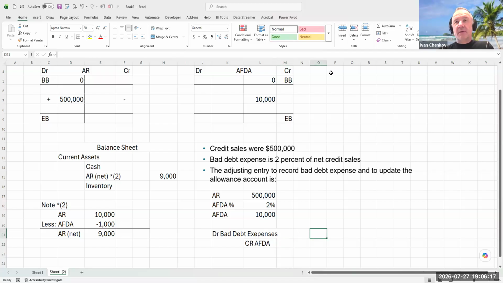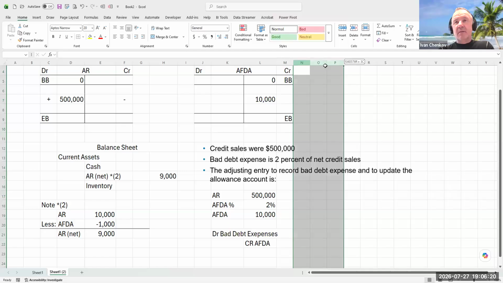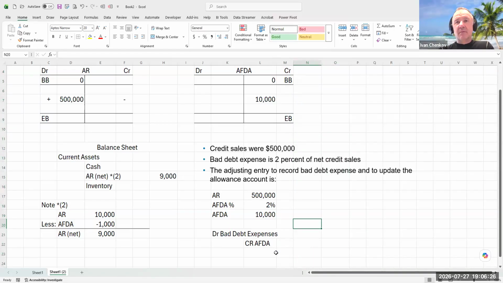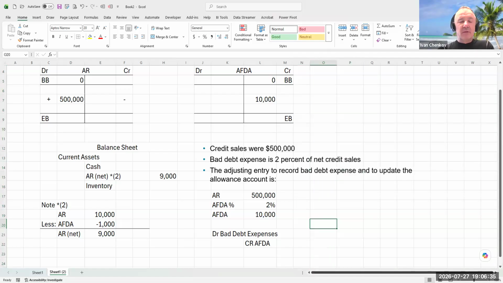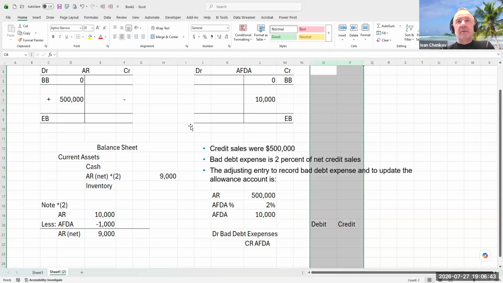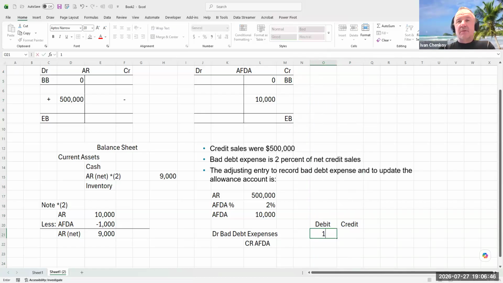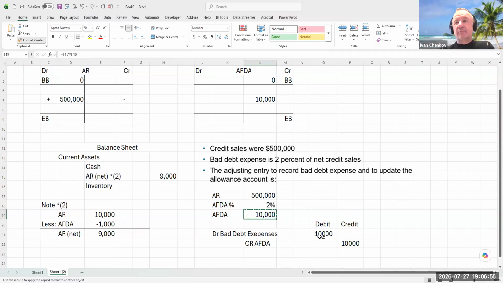Now the bad debt expense, let's make it a little bit bigger. Actually, let's push it a little bit further. This will be our debit, this will be our credit. So debit will be $10,000 going to the bad debt expense and $10,000 going to allowance for doubtful accounts. What that means to us, we're going to put here $10,000.